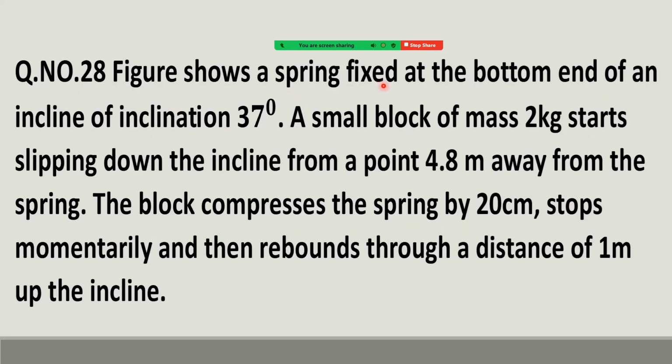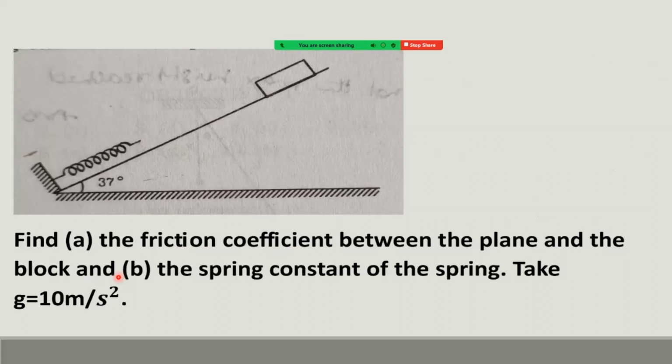Figure shows a spring fixed at the bottom end of an incline of inclination 37 degrees. A small block of mass 2 kg starts slipping down the incline from a point 4.8 meter away from the spring. The block compresses the spring by 20 centimeter, stops momentarily, and then rebounds through a distance of 1 meter up the incline. You can see the diagram here.